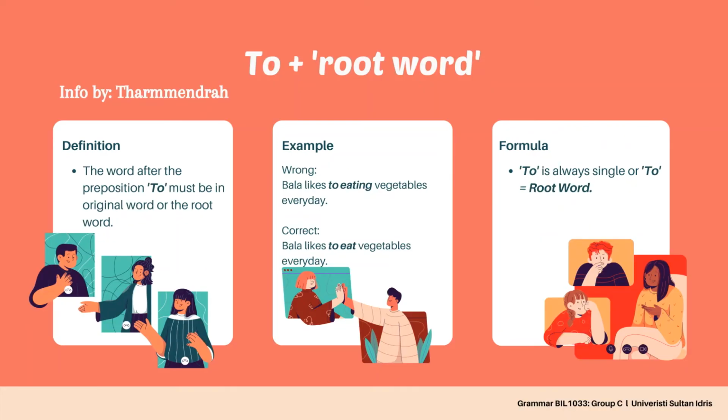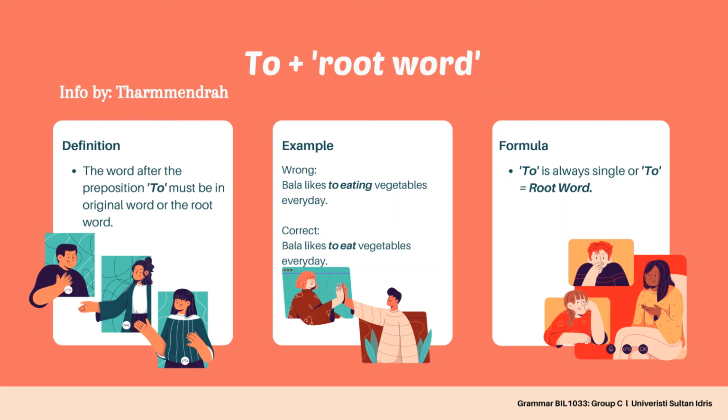The fifth common mistake that students always make is the preposition to. As we all know, every time we use to in a sentence, after to will always be the root word. So the word after the preposition to must be in the original word or the root word. Here's an example: "Bala likes to eating vegetables every day." We all know that after the preposition to, we must use the root word, the original word.